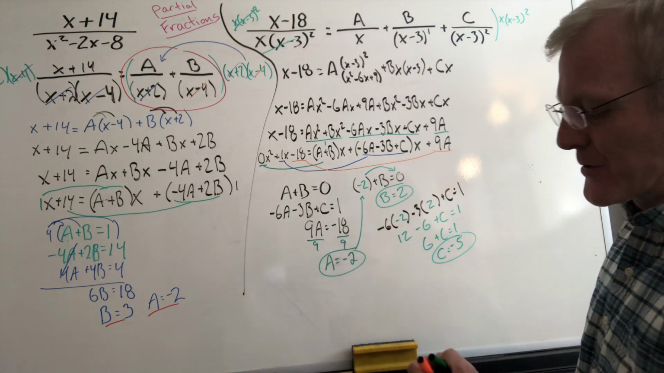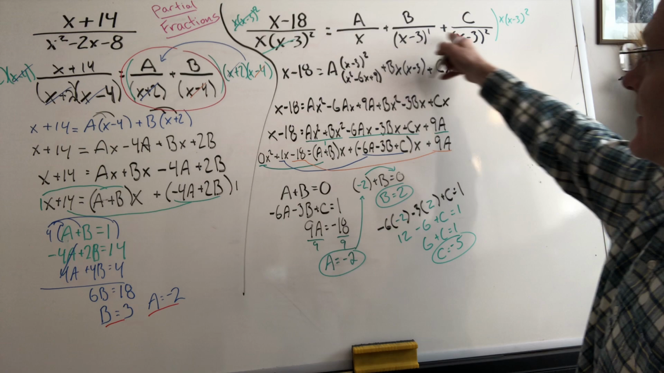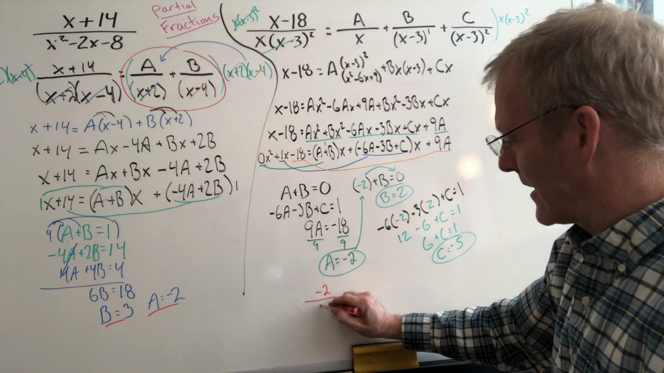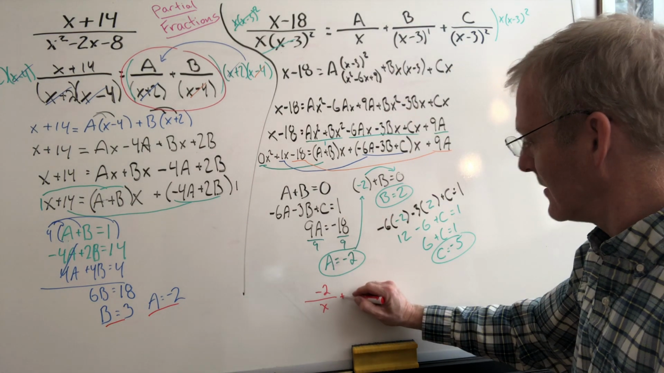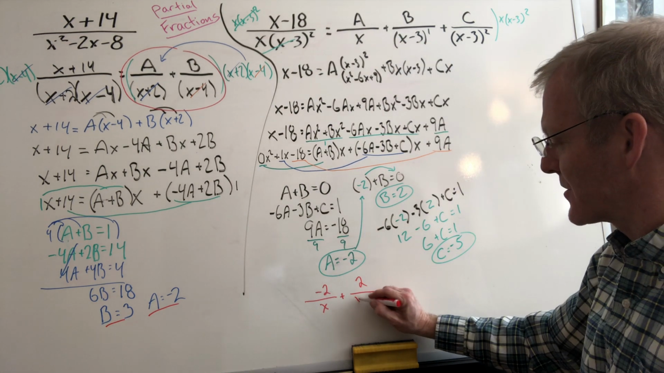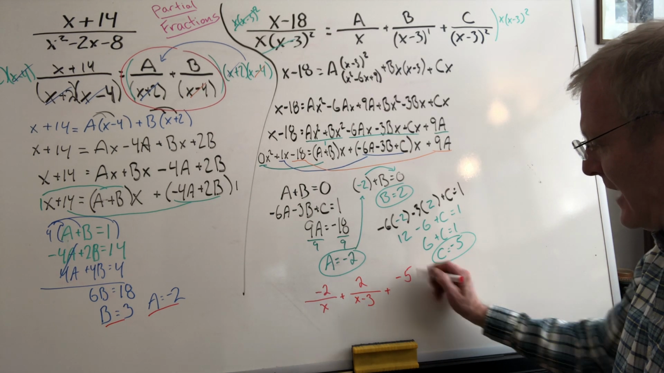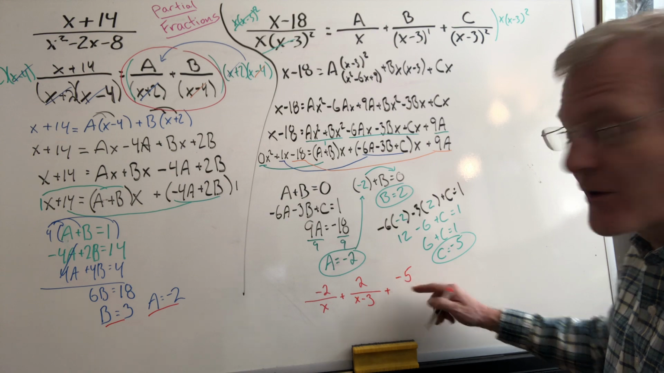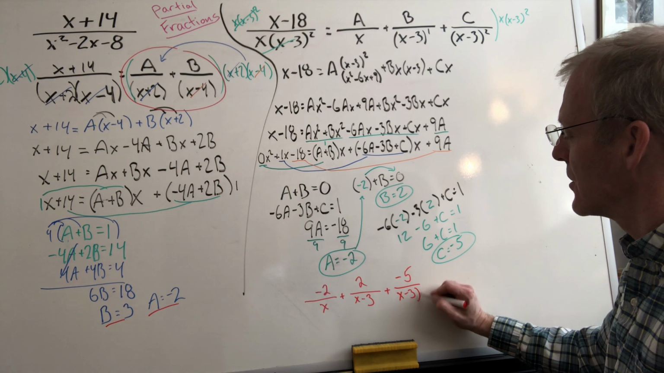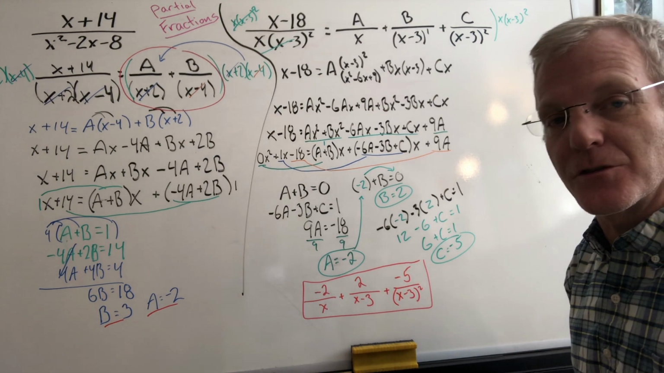Well, now that we've got those 4 things there, it's time to write out our answer. Back up to here. A, negative 2, over that denominator, x, plus b, 2, over that denominator, x minus 3, plus c, which is minus 5, which you could put the minus down here, remember, the negative could go there, over that denominator, x minus 3 quantity squared. There would be our partial fraction.